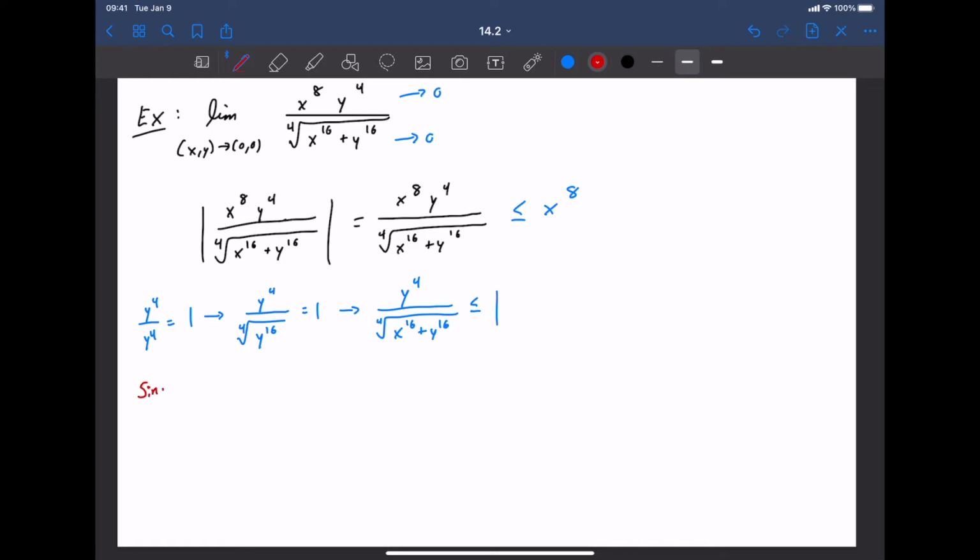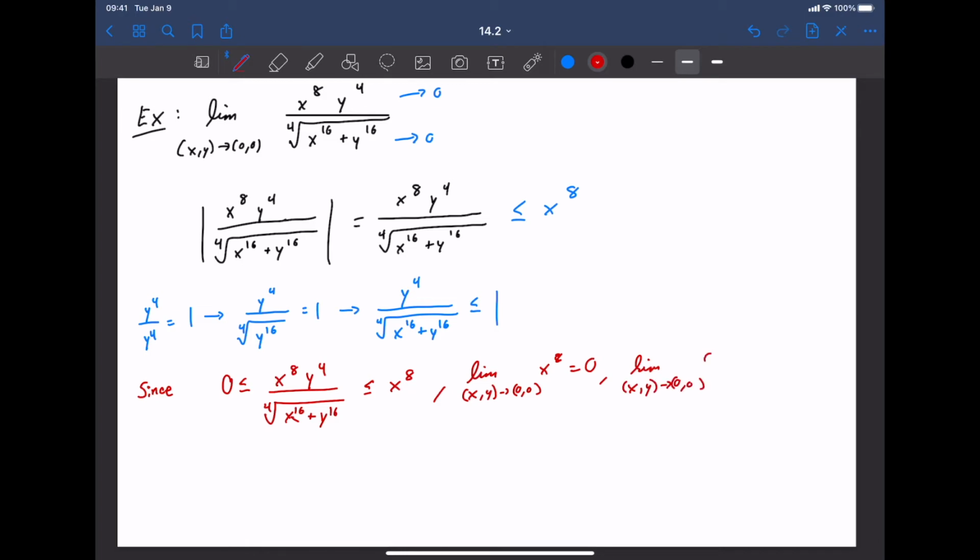So sentence time. Since 0, right, we agree that this is already always positive, or 0, is less than or equal to x to the 8th. We proved that. The limit as (x, y) approaches (0, 0) for x to the 8th is 0. And the limit as (x, y) approaches (0, 0) of 0 equals 0, we know that the middle one, Goldilocks, baby bear, whatever, also must be going to 0. That's it. I hope this doesn't seem that bad.